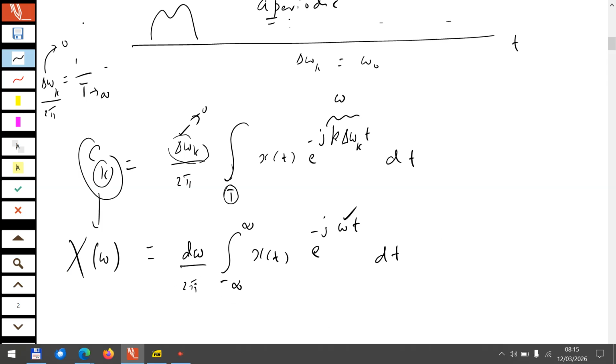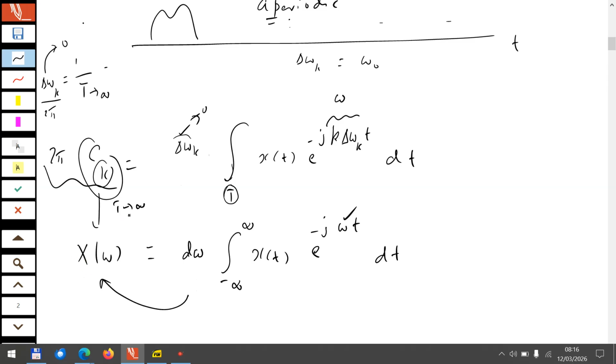Apart from this 2 pi, I think this 2 pi has to go to the other side. Let's bring the 2 pi to the other side. I can even start here, I just multiply both sides by 2 pi so that I don't see this 2 pi there. So this 2 pi times Ck will be my new function in the limit T approaches infinity.